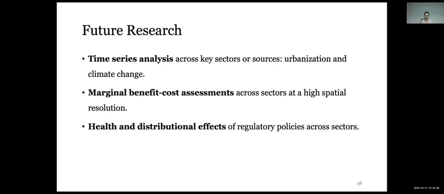And for future research, I wanted to emphasize that more studies should focus on time series analysis and marginal benefit cost assessment, and most importantly, how these effects actually affect different groups of population.